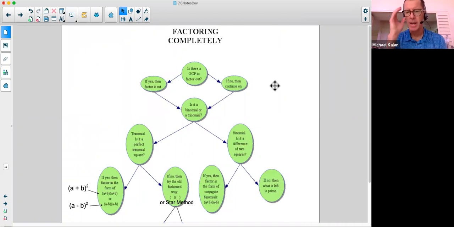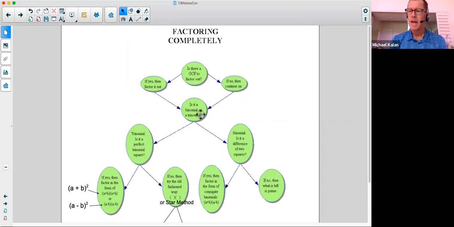All right, this is a flow chart for factoring completely. This takes into account everything that is involved in factoring binomials and trinomials. What you can see is you start in the middle here, and the first question you always ask yourself is, is there a GCF to factor out? This will become ingrained in you, but here it is in writing. If no, you're still going to continue on. We've seen plenty of problems where there hasn't been a GCF, but we've been able to continue factoring. If yes, if there is a GCF, then factor it out.